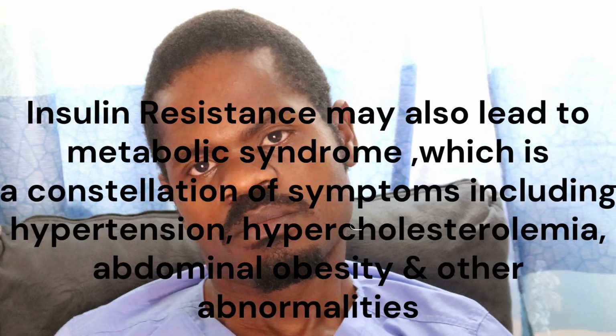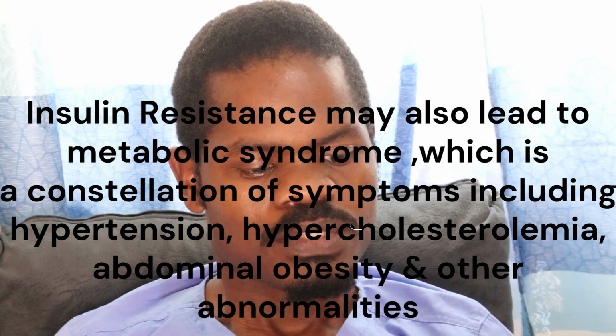So to overcome insulin resistance and to prevent the build-up of glucose in the blood, an increased amount of insulin must be secreted to maintain glucose level at a normal or slightly elevated level. Insulin resistance may also lead to metabolic syndrome, which is a constellation of symptoms including hypertension, hypercholesterolemia, abdominal obesity, and other abnormalities.